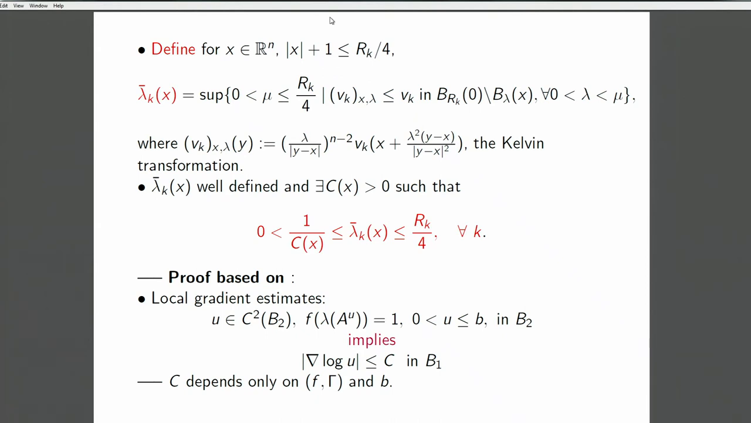Then what we will prove is, we have a ball here. We are going to take this x, and we know that for a very small ball with radius lambda, we make a Kelvin transformation. This Kelvin transformation is written there. So this one will be less or equal than V in the complement of the ball.